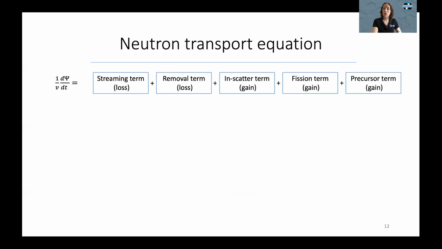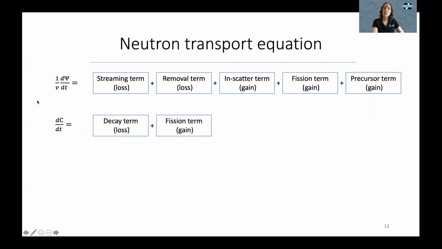Now, the neutron transport equation is, like many equations, just a balance of loss and gain terms of neutrons. And at steady state, Monte Carlo does a really good job sampling each of these terms. However, when you take this to transient, this time derivative term shows up. And you also have to couple the neutron flux equation with an equation that dictates the concentration of fission products in the system.